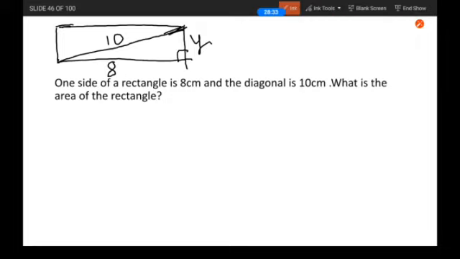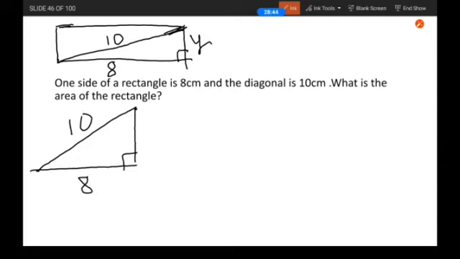Let's bring it out very well. So we have a right angle triangle. Good. So we have this one as 10 and this as 8. We are looking for this y. So using Pythagoras theorem, the square of the longest side, called the hypotenuse, is equal to the sum of the squares of the other two sides.